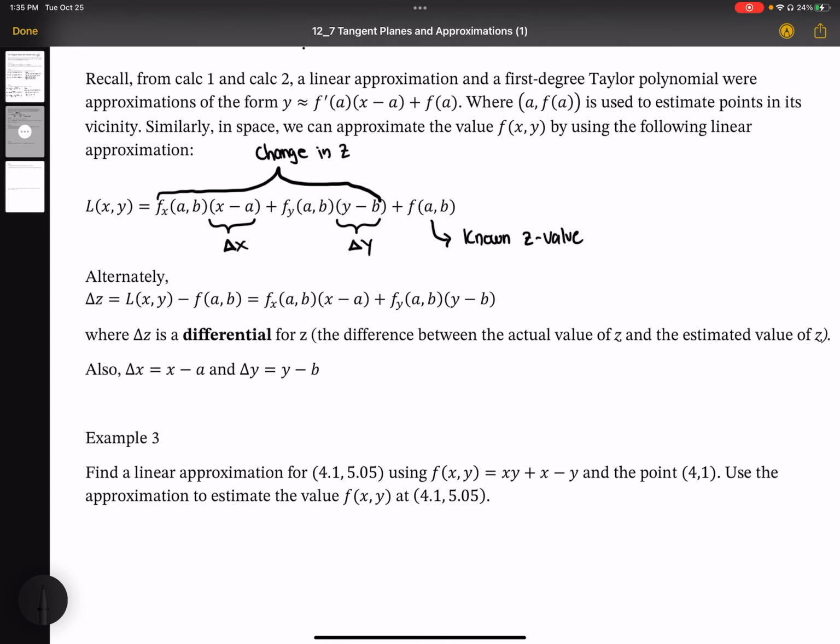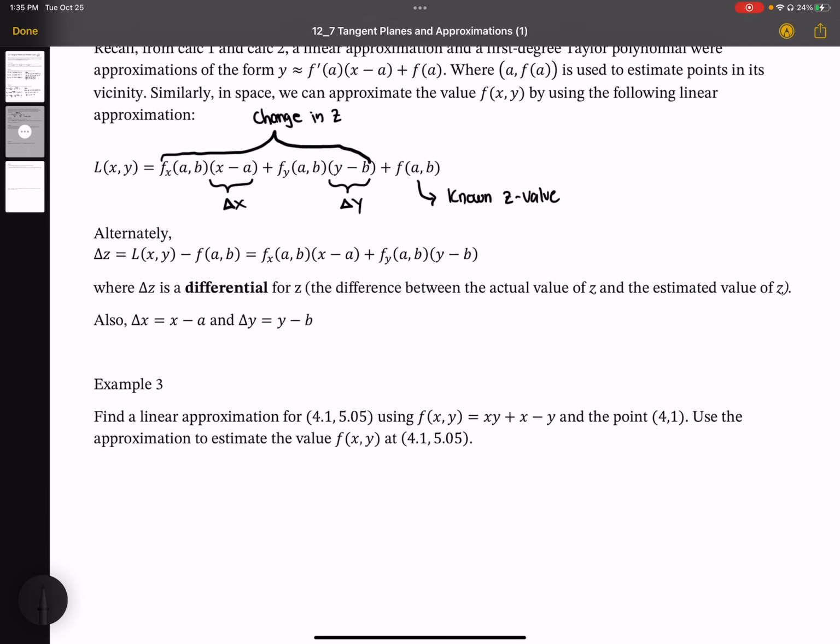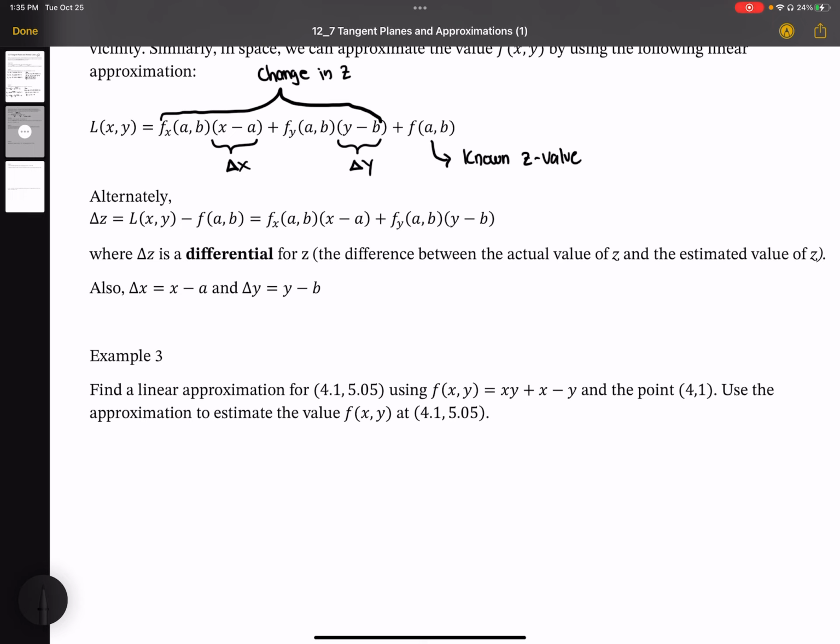So again, keep track of this. X minus a is delta x and y minus b is delta y. That's going to come up in example 4. So for example 3, first change is make this 1.05. I was going crazy. So that should be 1.05. But we want to use the function f of xy equals xy plus x minus y and the point 4, 1 to approximate the point 4.1 and 1.05.